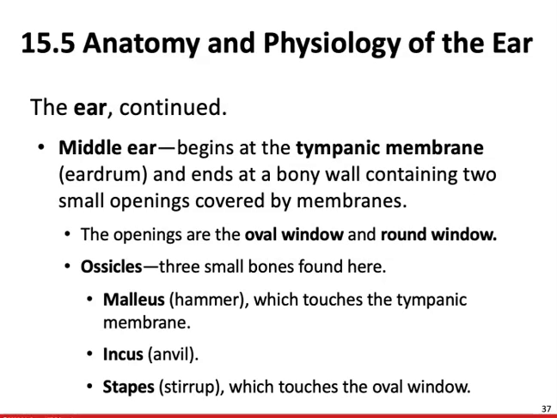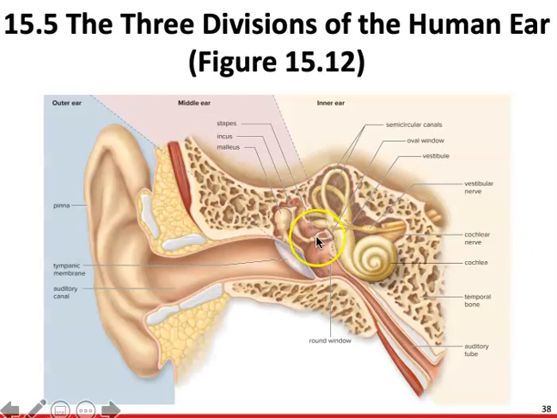The last one is known as the stapes. This is the stirrup. Now the stirrup is going to touch and connect to the oval window right in here. This is what's going to be responsible for transmitting that information from the outside world into our sense organ.